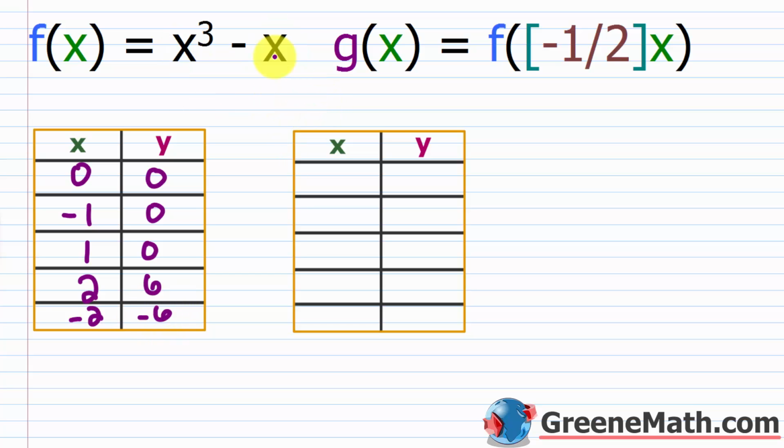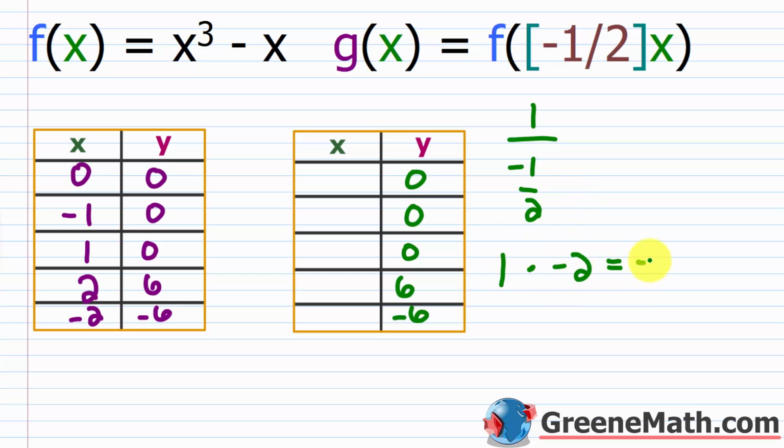Okay, so how could we get the values over here without going through and actually writing everything out? Well, again, for a given y value, so 0, 0, 0, 6, and -6, I know the x values can just be multiplied by 1 over this number. Again, don't multiply them by -1/2. You need to do 1 over that number. Okay, very important to remember that. So 1 over -1/2 is the same as 1 times -2, which is -2.